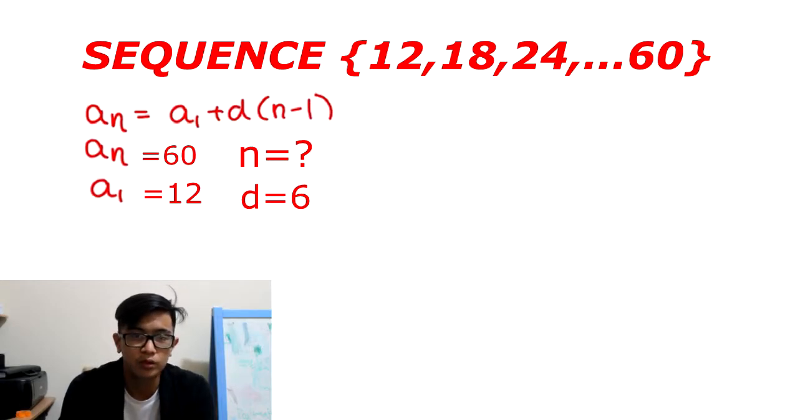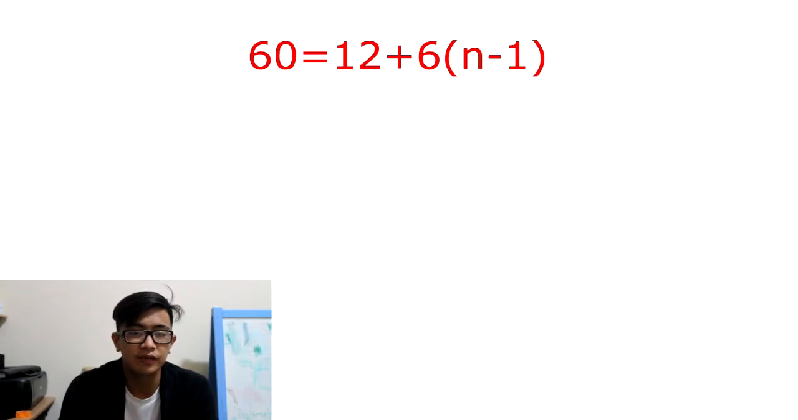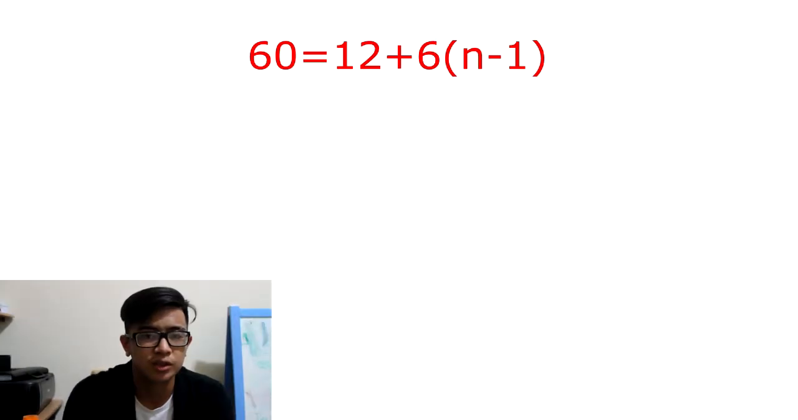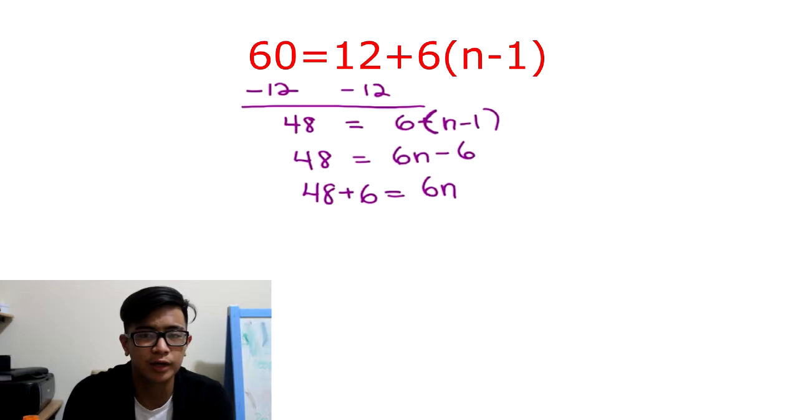Alright, so now we go ahead and substitute into the explicit formula. A sub n is 60 minutes and a sub 1 is our 12 minutes, plus the common difference of 6 minutes times the quantity of n minus 1. We're going to solve the equation by undoing. The first thing we want to do is subtract 12 from both sides. So 60 minus 12 is 48, and then we're left with 6 times the quantity of n minus 1. Then we can distribute that 6 through on the right hand side. So we have 6n minus 6.